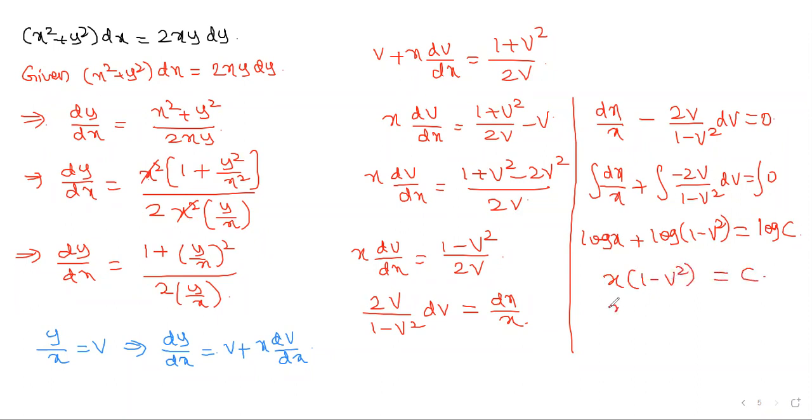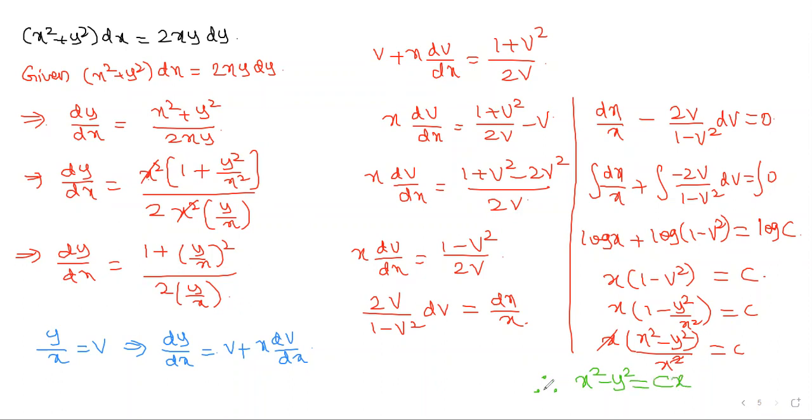Y by x substitution, x into, what is this one? Sorry, 1 minus y square by x square is equals to c, and with x square as the common denominator, x into (x square minus y square) by x square is equals to c. These two are cancelled, and the final answer of this one is x square minus y square is equals to cx. Okay, Nana?